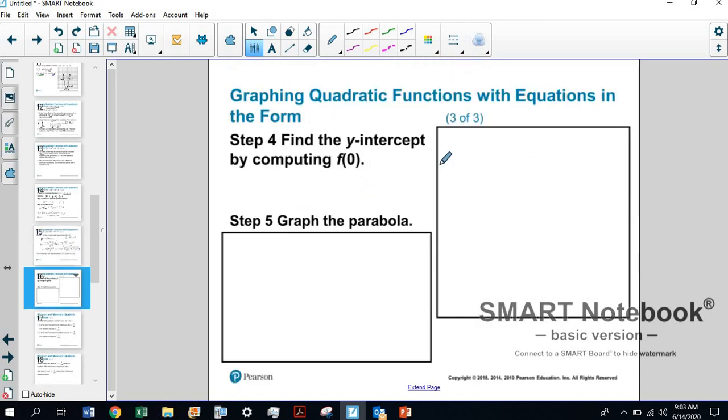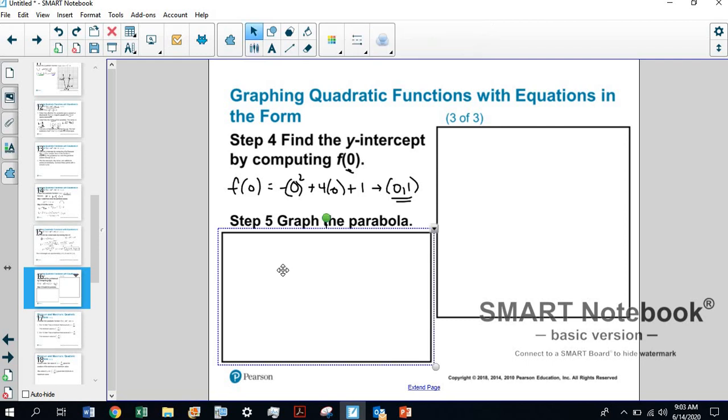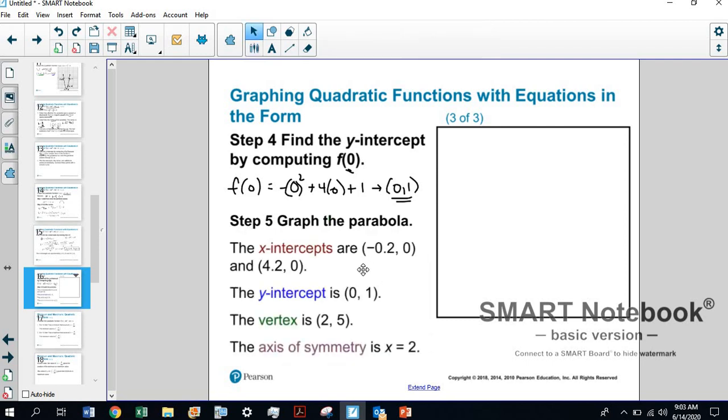Compute the y-intercept. So you just plug it in and you just get c. So f of 0 is minus 0 squared plus 4 times 0 plus 1. And so you get 0, 1 as your y-intercept. And then the summary here, everything that you've got: the x-intercepts are approximately negative 0.2 and 4.2. The y-intercept is 0, 1. The vertex is 2, 5. And the axis of symmetry is x equal 2.